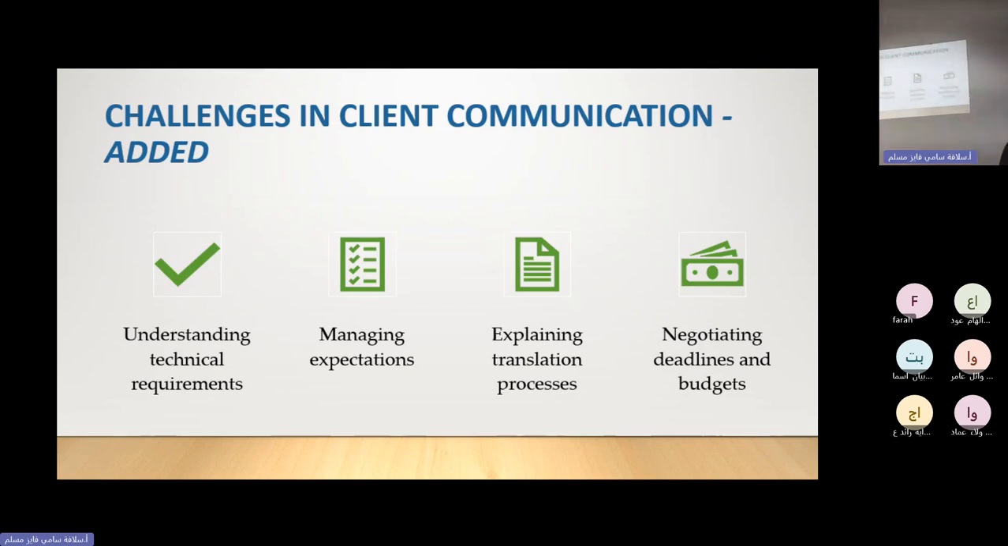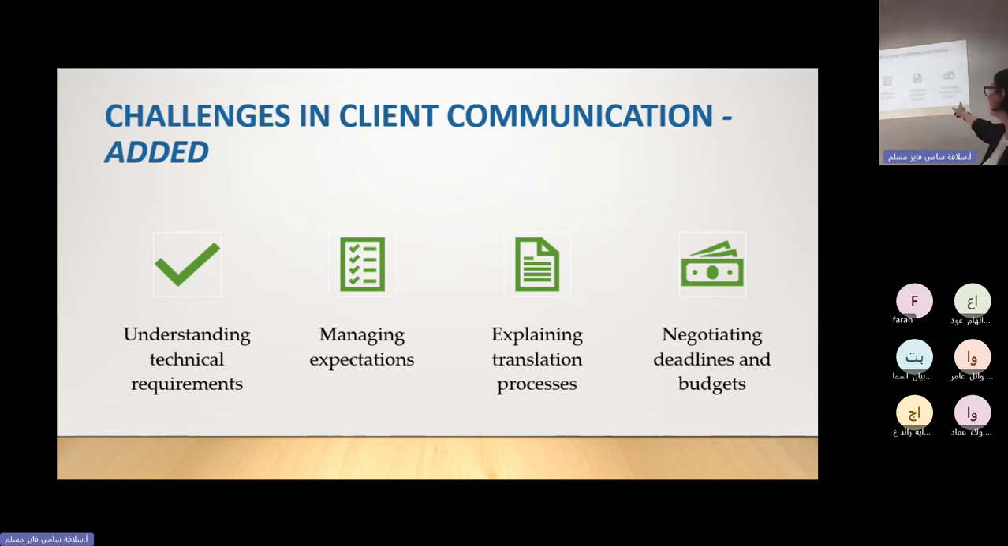Negotiating deadlines and budget is very, very important, and this is one of the most crucial points. Sometimes, because the reputation of a translator goes by word of mouth. Okay, this translator is good, this translator is bad. For example, you worked for me, Malak, as a translator, I didn't like your translation, and someone else asked me about you and I said, this translator is very bad, I don't advise you at all. Okay, reputation. Alright, so this is important.